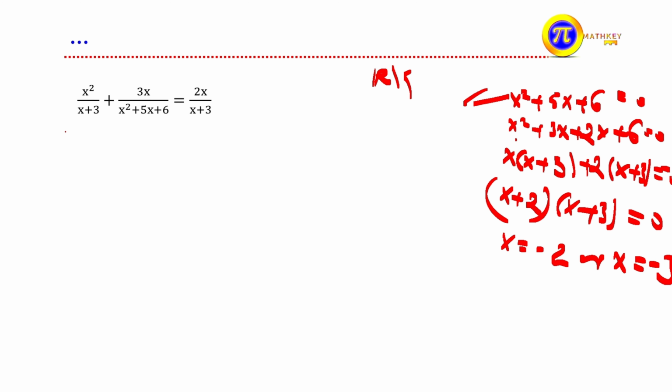This is equal to what? This means what? x squared over x plus 3 plus 3x over x plus 2 times x plus 3. Which is equal to what? This is equal to 2x over x plus 3. Here we have.